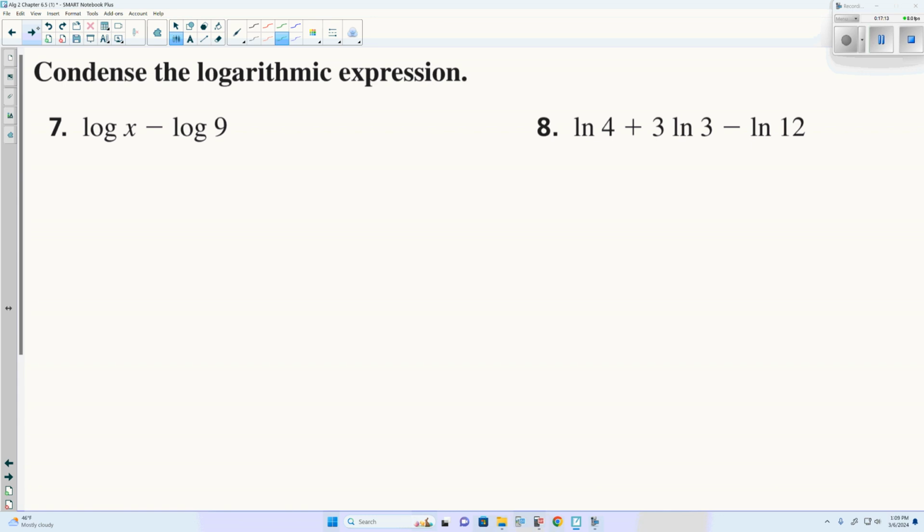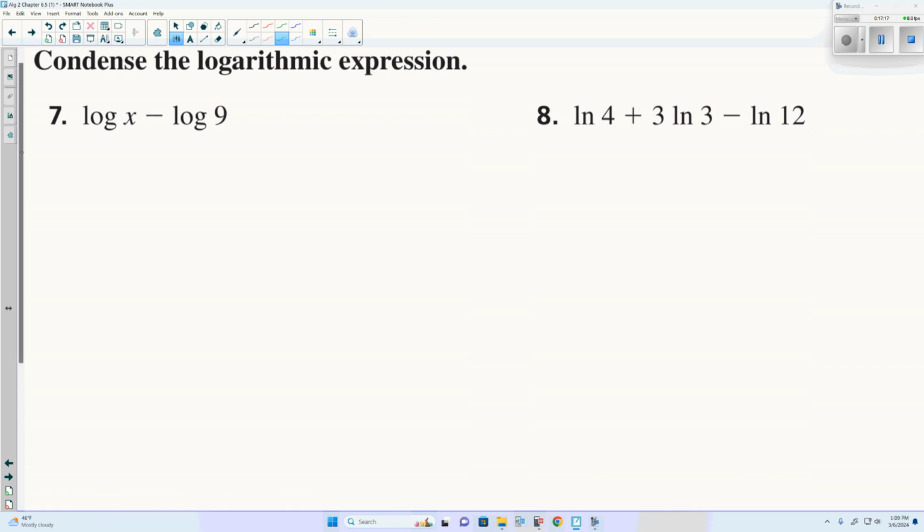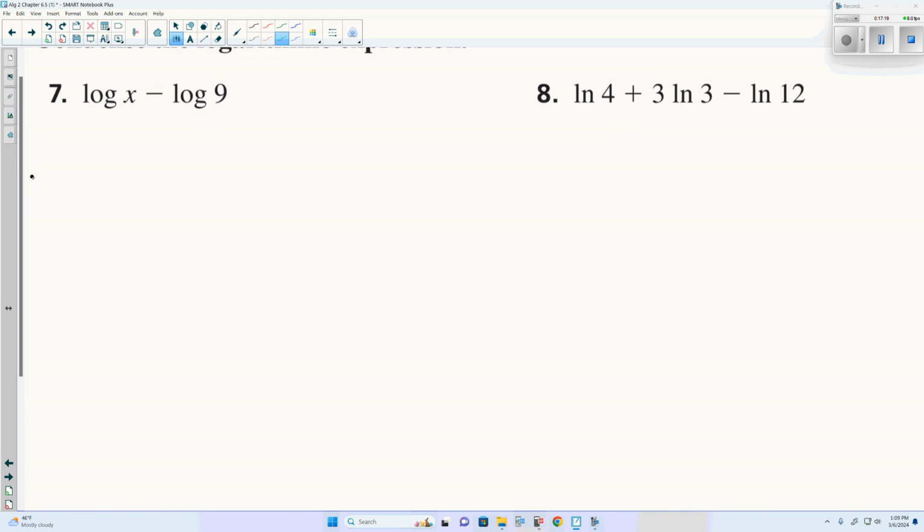Log of x minus log of 9. Now this one here is actually easier to just use the quotient property. Because the quotient property says that log base b of m over n is the same as log base b of m minus log base b of n. So if I use that property, what would this be?